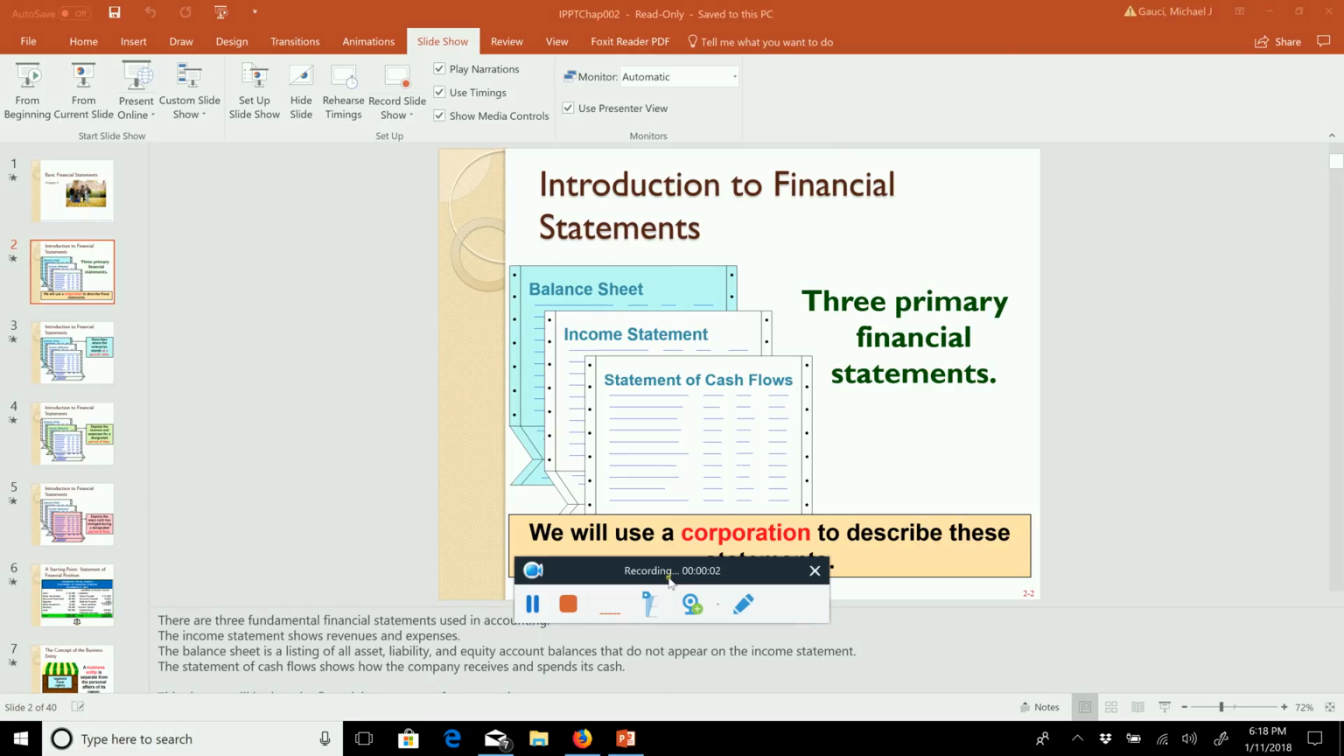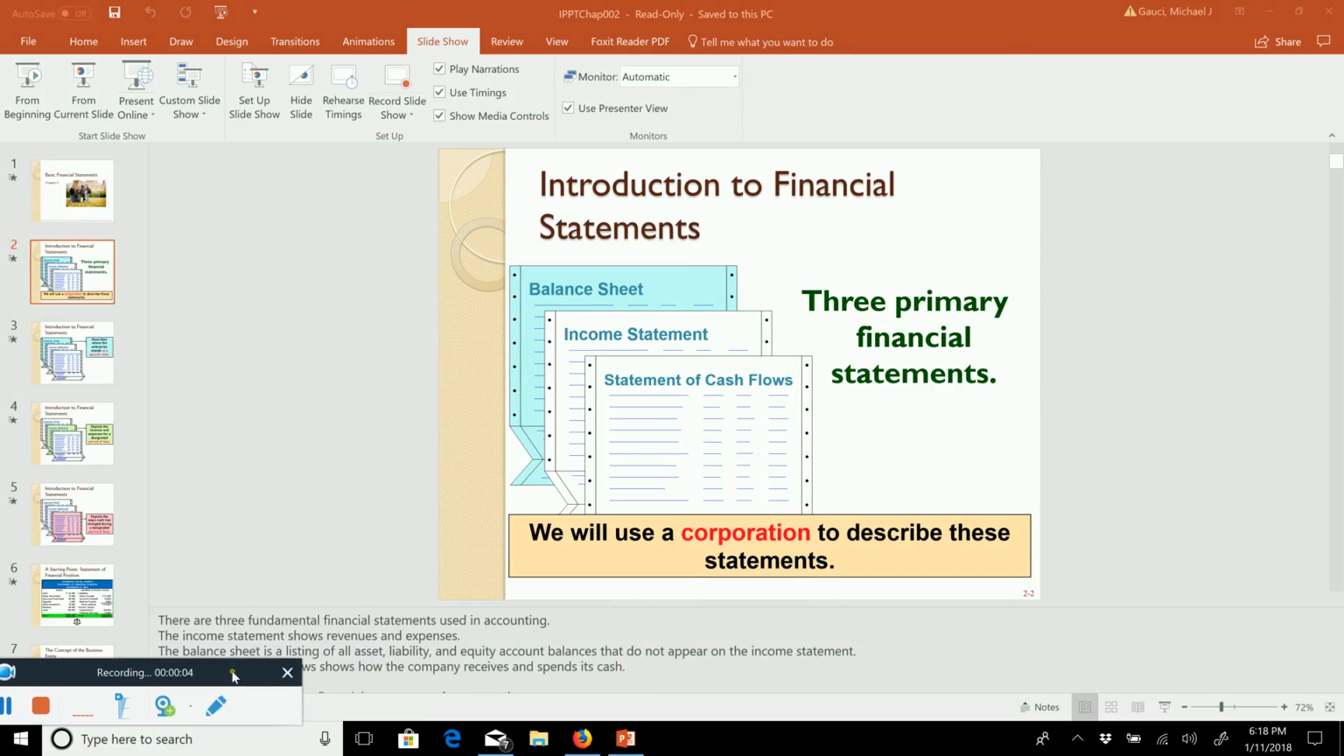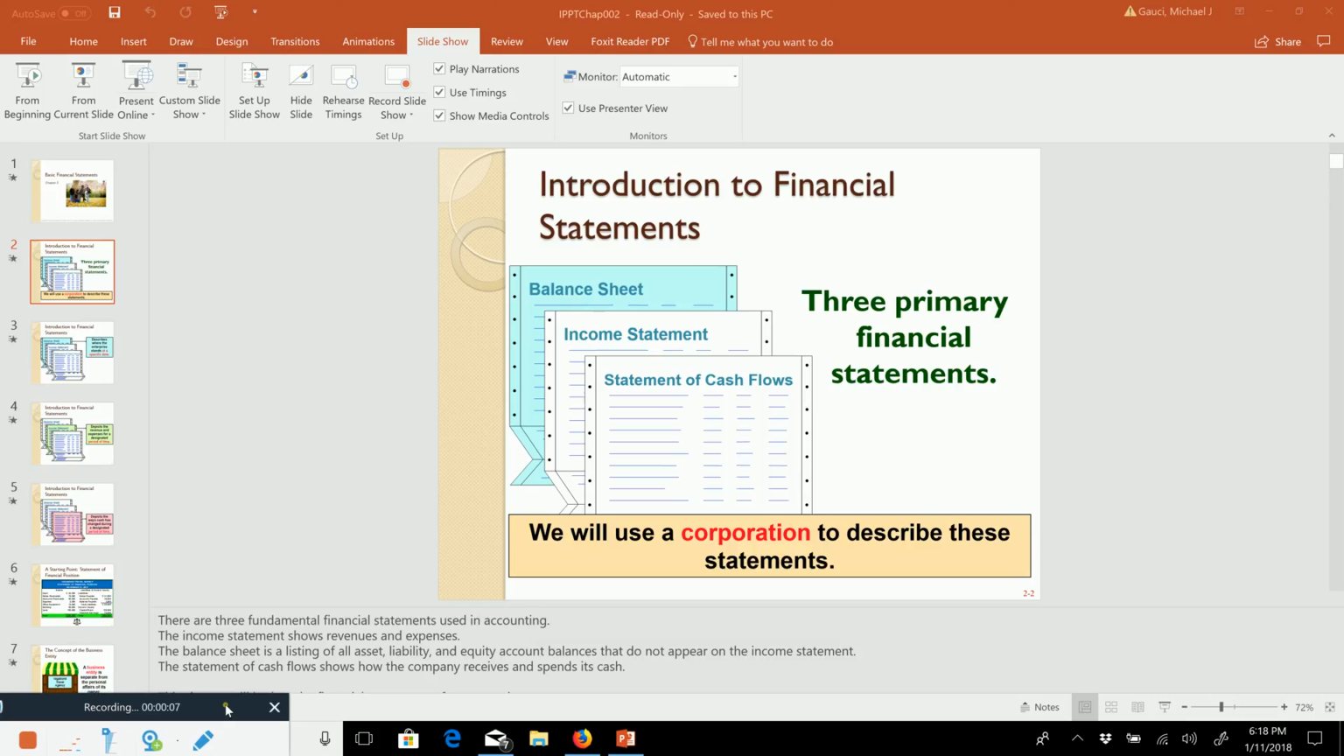Hello everyone, welcome to Chapter 2. In this chapter, I'm actually going to take you through some sample transactions with the sets of books and records.